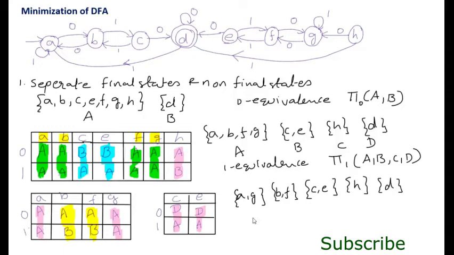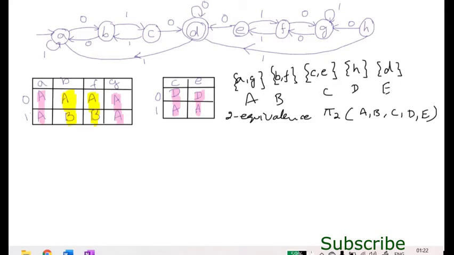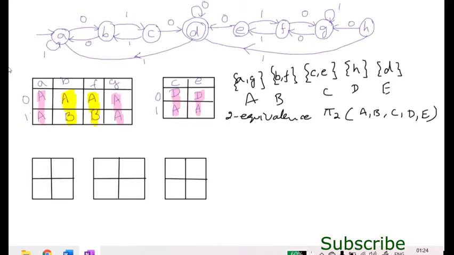Now it is two equivalence. It has 5 groups. Let us name the groups as A, B, C, D, E. We write it as two equivalence. We can represent it as pi of 2 with the sets A, B, C, D, E. Now we will find the 3 equivalents using the sets of 2 equivalents. To find 3 equivalents, we need to write A and G here, and B and F here, and C and E, and the input symbols are 0 and 1.